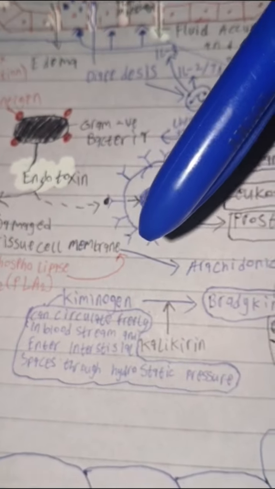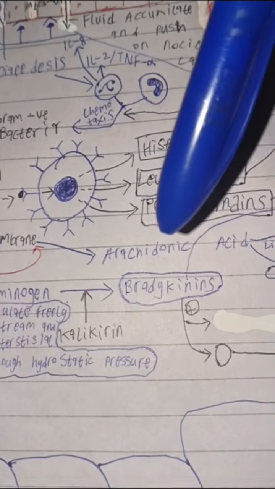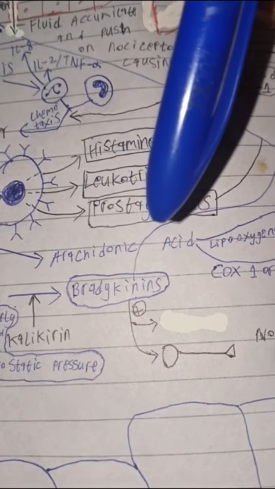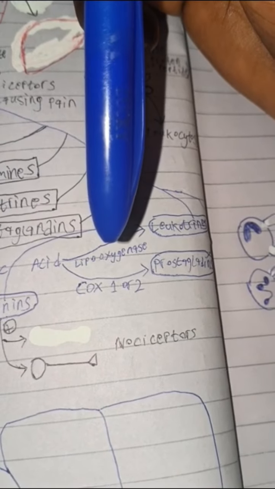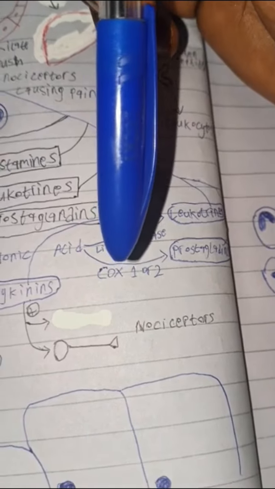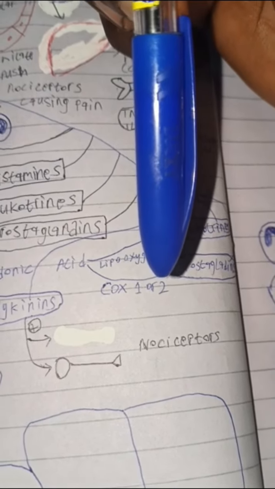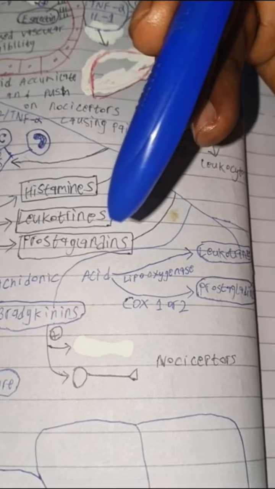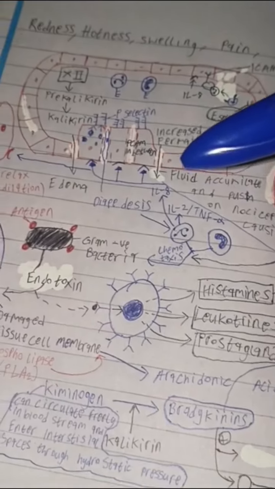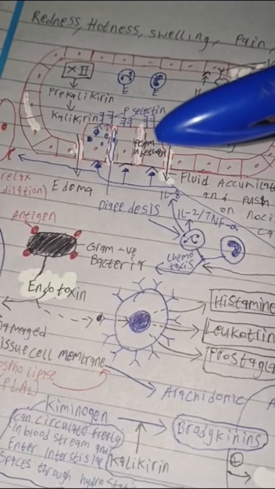Now, phospholipase A2, also known as PLA2, will turn that phospholipid into arachidonic acid. Arachidonic acid will then be converted into leukotriene by lipoxygenase and prostaglandin by COX-1 or COX-2. Now, all these chemicals that we produce, histamine, leukotrienes, prostaglandins, will go to your blood vessel and start causing effects.